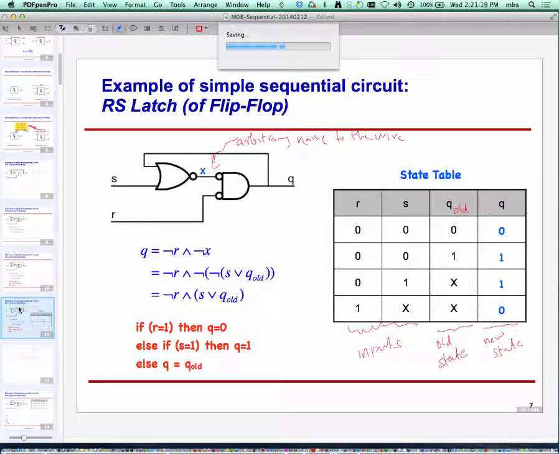What's the initial condition of Q? Good point. So the answer is it depends. Usually one way you can say is I really don't know. When it starts up, Q may be in a totally unknown state.